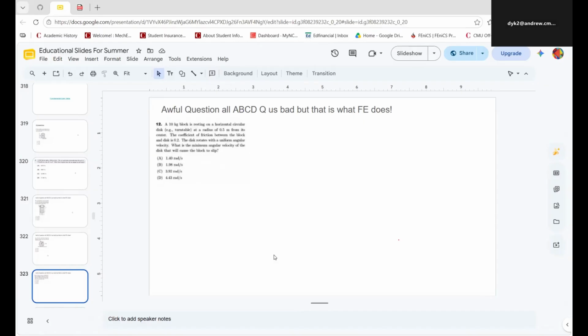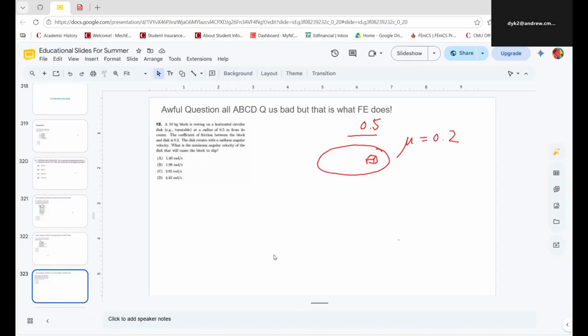A 10 kilogram block is resting on a horizontal circular disc, like this, a turntable, at a radius of 0.5 from the center. The coefficient of friction of the block is 0.2. The disk rotates at uniform velocity. What is the minimum angular velocity required for the disk to cause the block to slip?